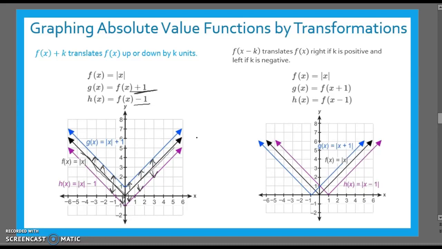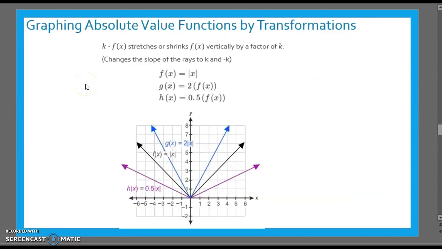Okay, if I wanted to move it left or right, if I wanted to move it left, I would add 1 on the inside, and every point on there would go left. If I wanted to make it go right, I would subtract 1, and every point along that graph would move to the right 1. Okay, if you notice, they're inside the absolute value symbol. So there's not really parentheses, but it's inside the absolute value symbol, and then for vertical, they're outside the absolute value symbol.